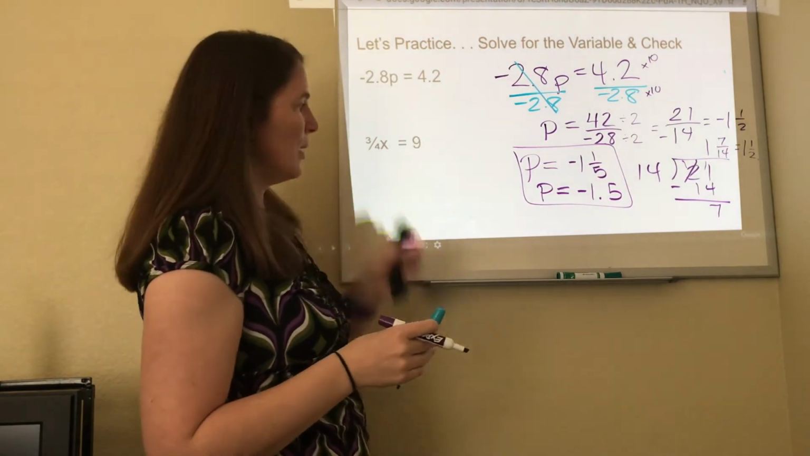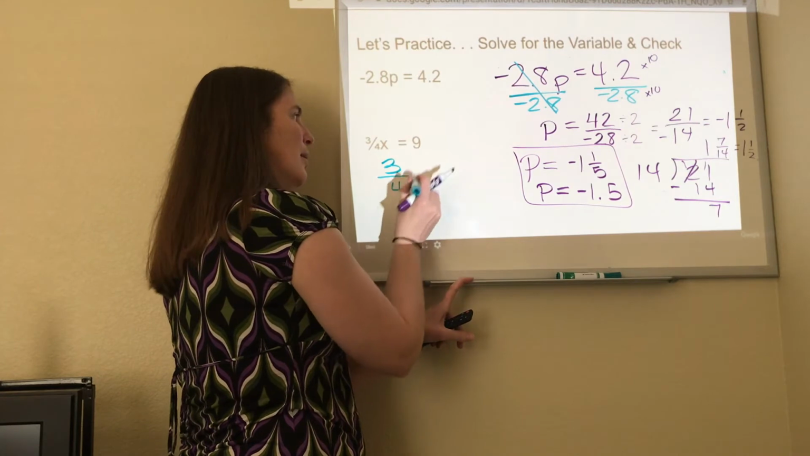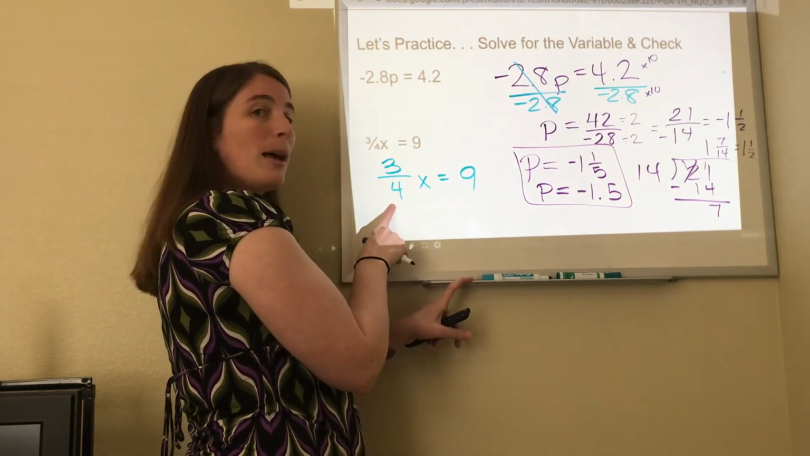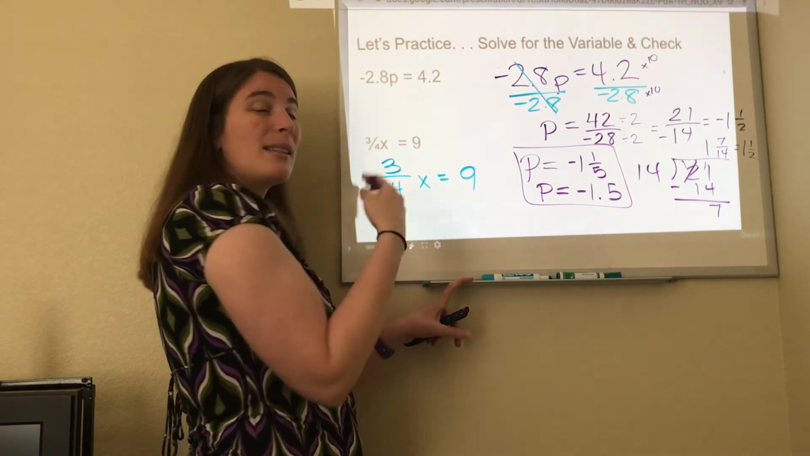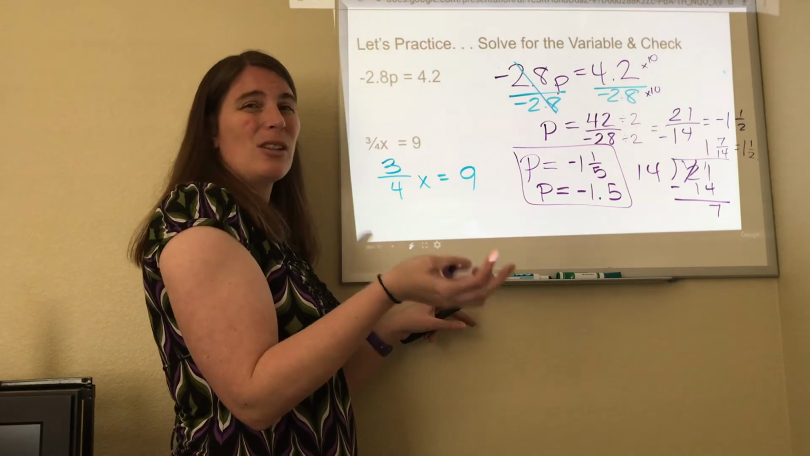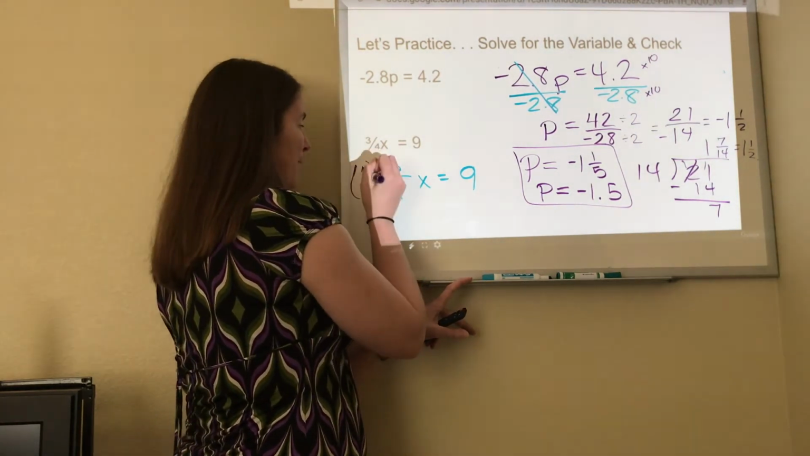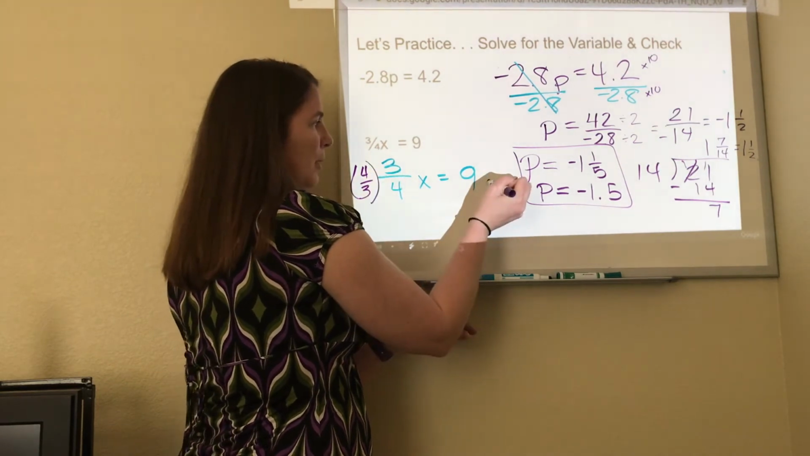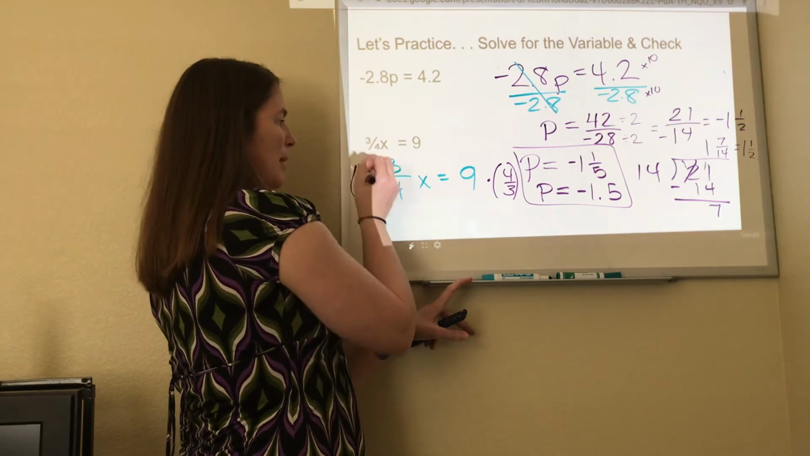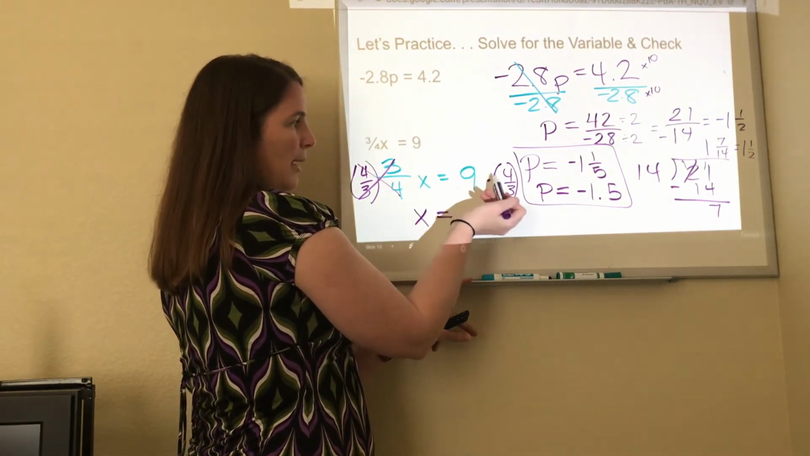All right, this one is a little bit simpler, so let's go ahead and do that one. So 3/4 x equals 9. Okay, we're going to multiply by the reciprocal on this. It's kind of like dividing by 3/4, but when you divide by a fraction, you're actually multiplying by the reciprocal. So I'm going to multiply by 4/3 here, and 4/3 here, okay? So these cancel each other out, so I'm left with x equals 9 times 4/3.